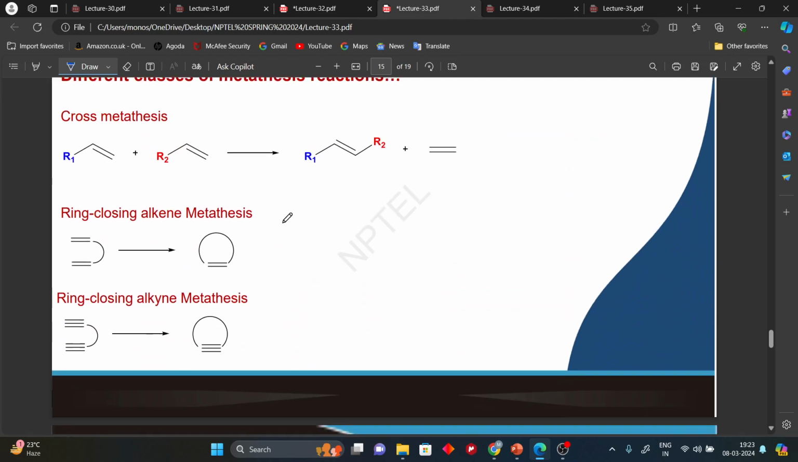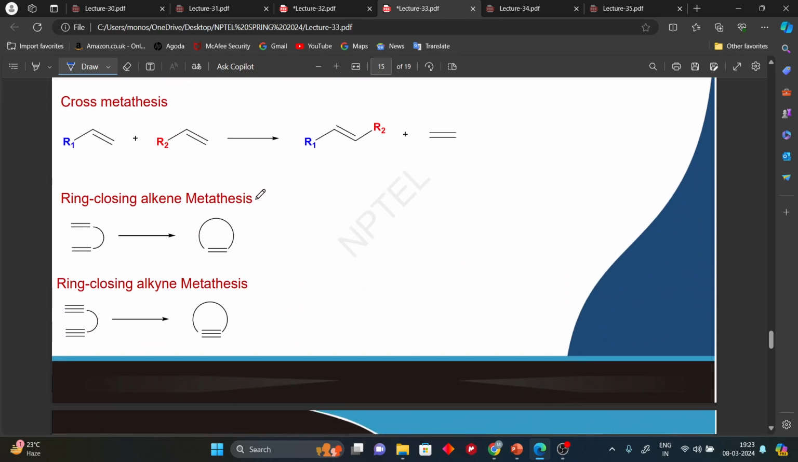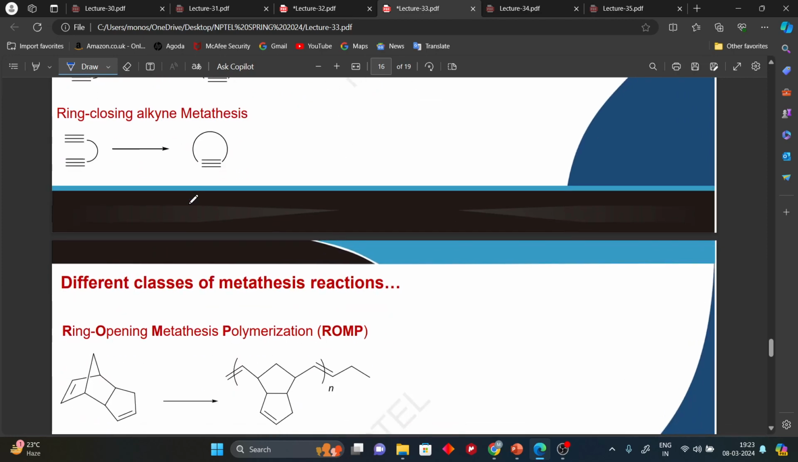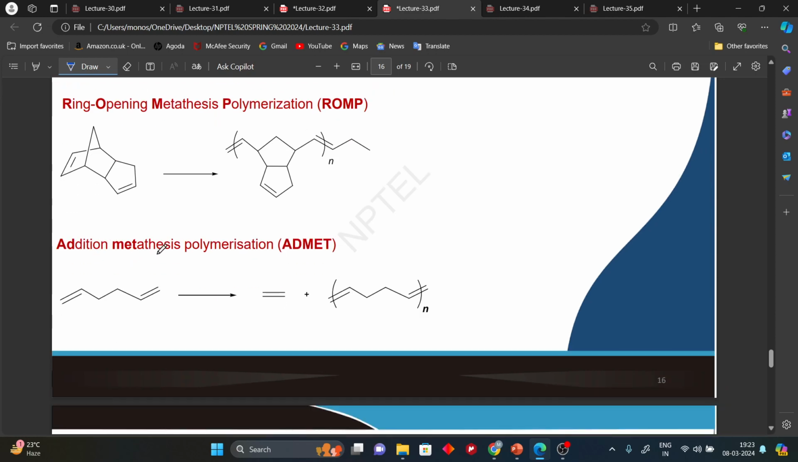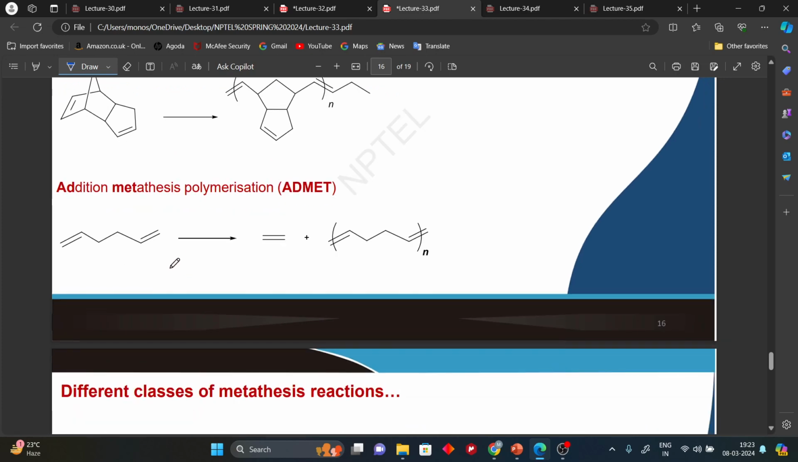And cross metathesis, we have seen cross metathesis and ring closing, because this one actually gave ring opening metathesis polymerization. When the ring opening happens over here, it gets polymerized in this situation. So this is actually ROMP, and addition metathesis on here.